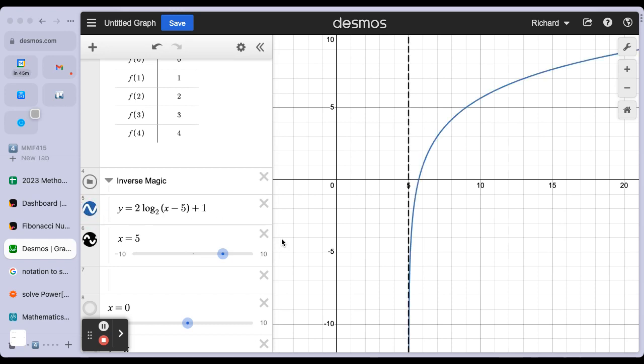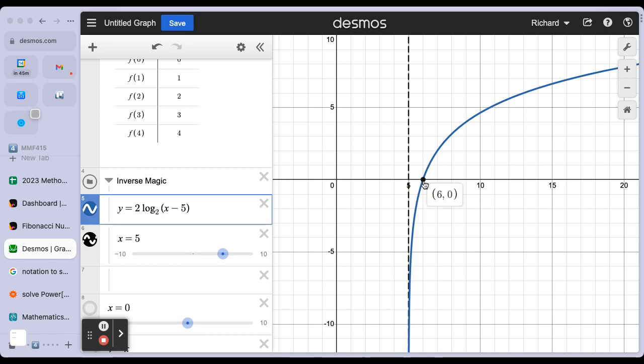So this is what 2 log base 2 of (x minus 5) plus 1 looks like, for example. We can see that it's translated 5 units across, and that affects the vertical asymptote. The vertical asymptote is now x equals 5 instead of x equals 0. So that's the nature of what the translation does. I've got a plus 1, which means, well, how about I get rid of the plus 1 to start with?